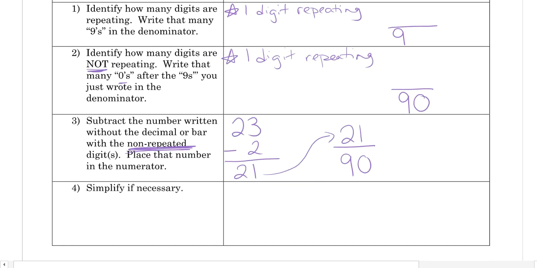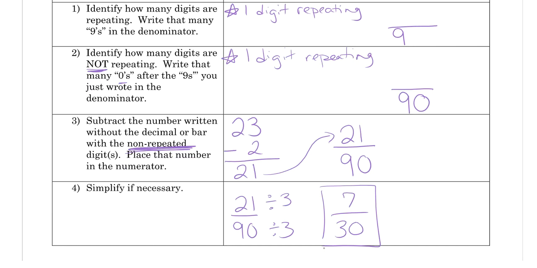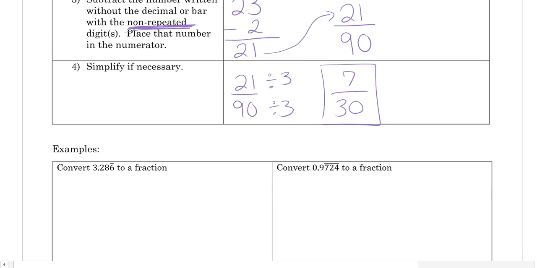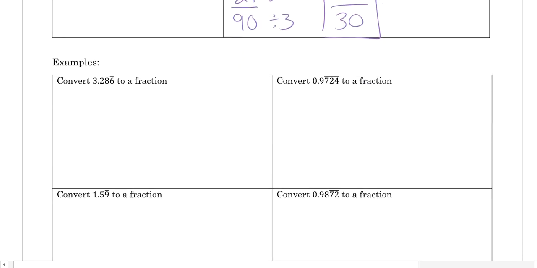And then last but not least, if you need to, you're going to simplify. With this I can see 21. I know my factors pretty well, so I'm going to be dividing by 3. 21 divided by 3 is 7. 90 divided by 3 is 30. And I know that 7 is prime, so the only factor that those share is 1. So 7/30ths is the fraction for the decimal 0.23333 repeating. All right, so let's go through that process together on these examples that we have below.